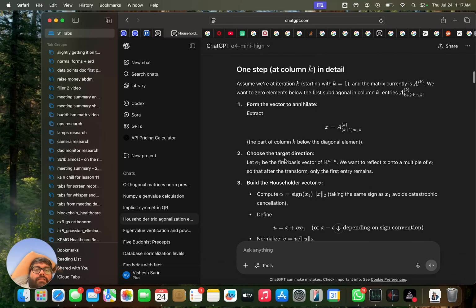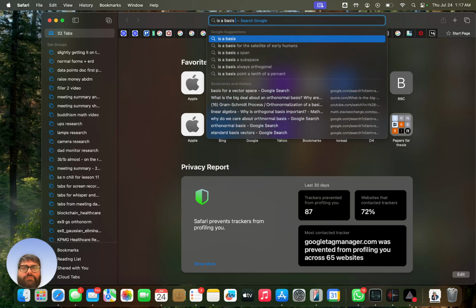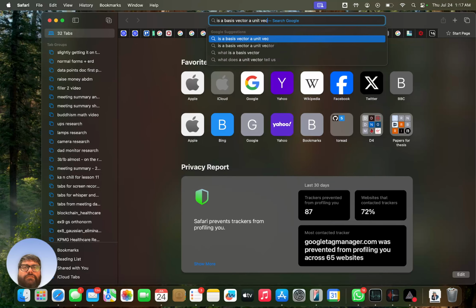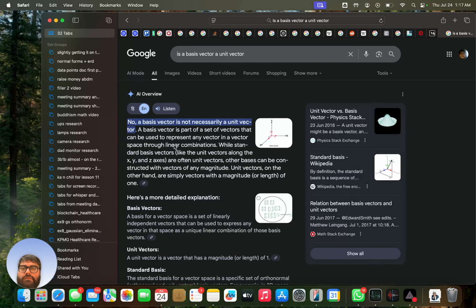Form the vector to annihilate. Choose the target. Let E1 be the first basis vector of R^(n-k). We want to reflect X onto a multiple of E1. A basis vector is a unit vector, if I'm correct. Is a basis vector a unit vector? It can be used to represent any vector in a vector space. While standard basis vectors lie along the axes, other bases can be constructed, with unit vectors being vectors with magnitude or length of 1. Yeah, that's what I thought.